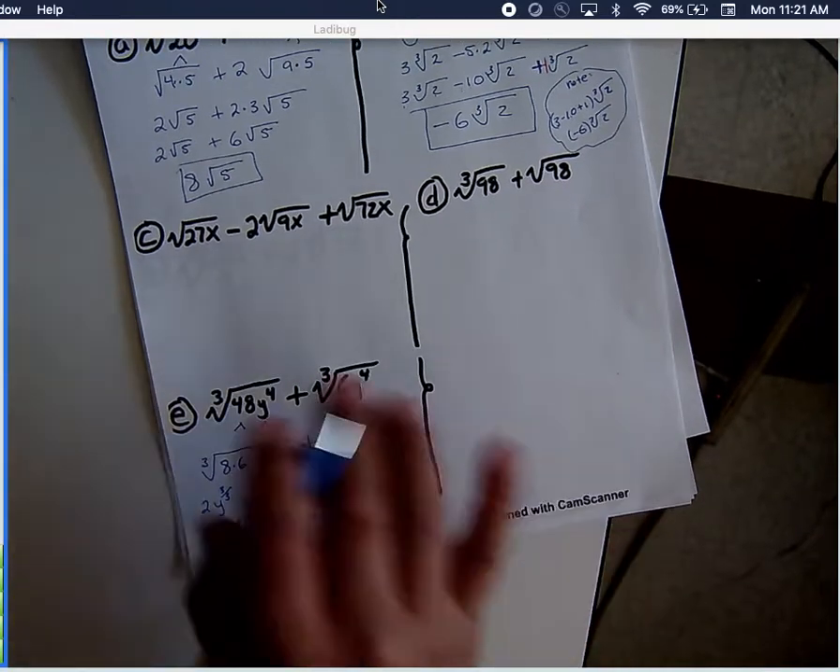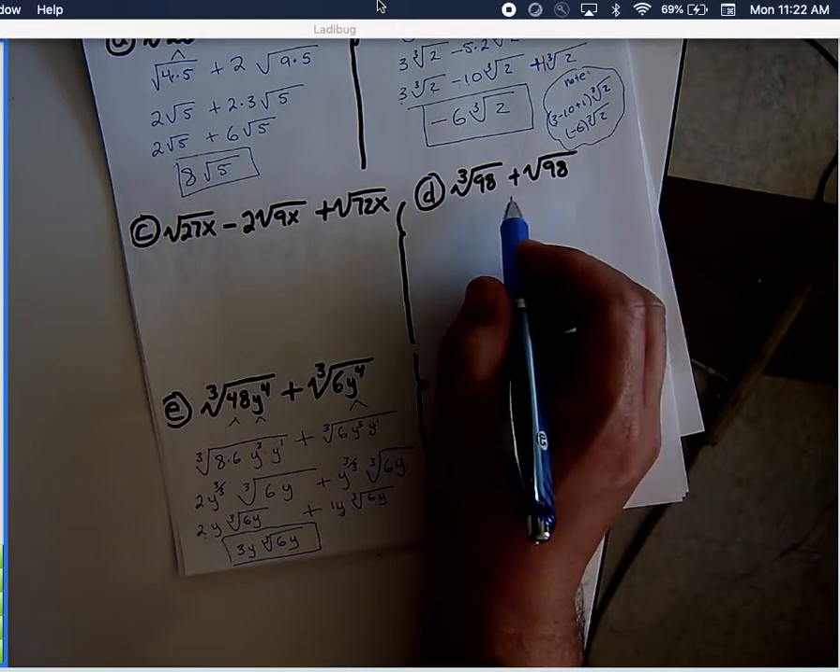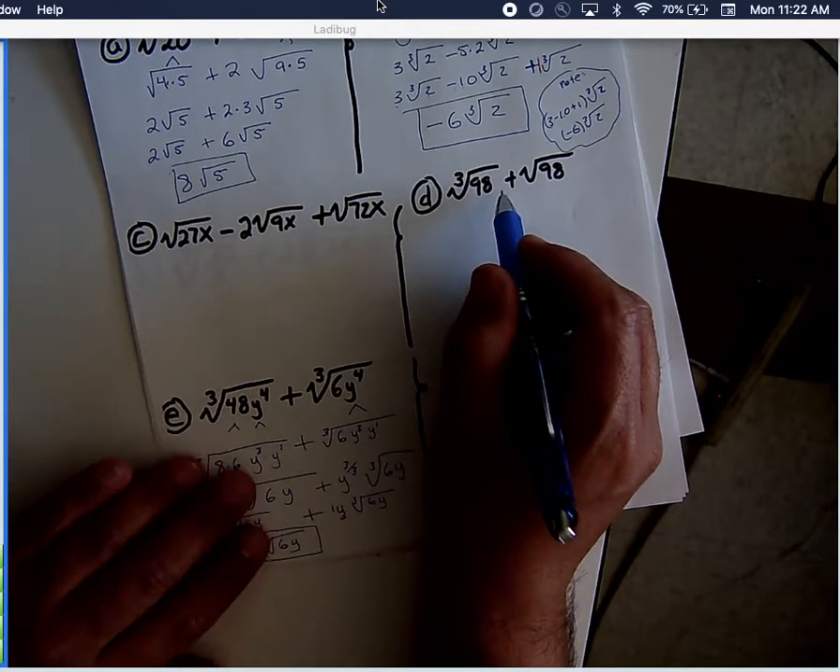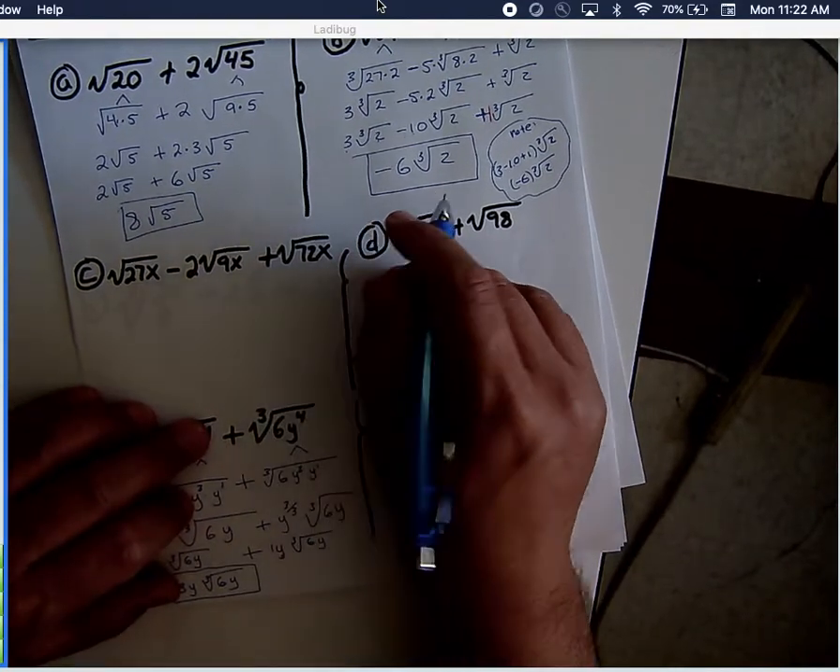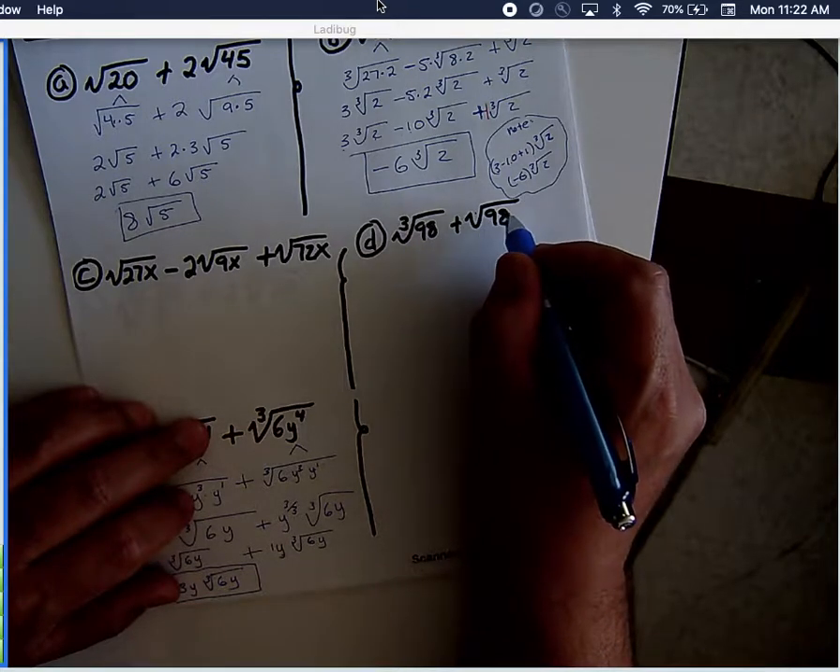Okay, let me do this one and I'll skip this one. So, no, actually I can do it because I want to show you that one. Let me do the D. So cube root of 98 and the square root of 98.